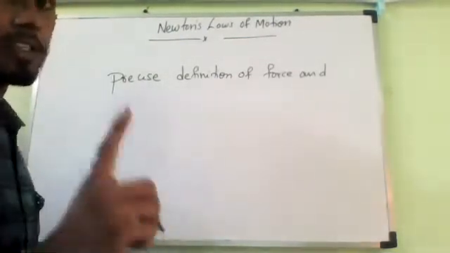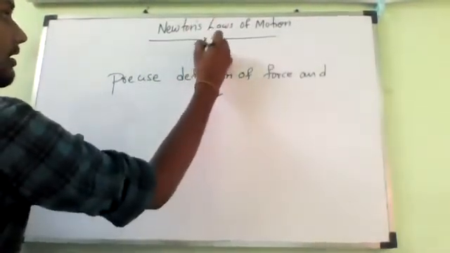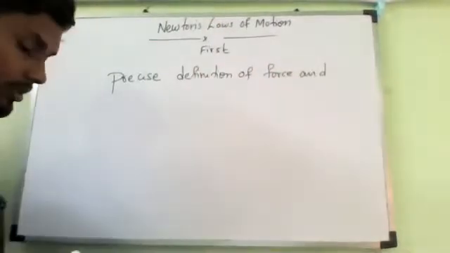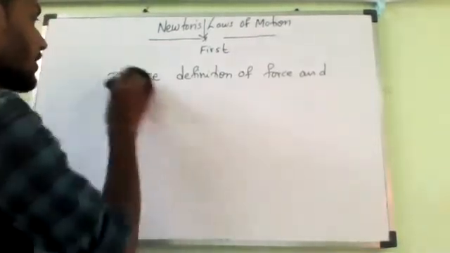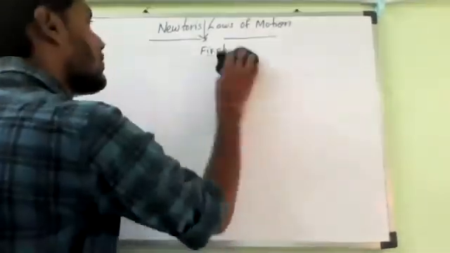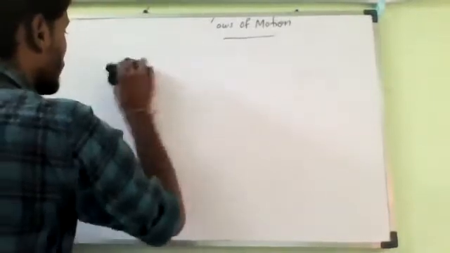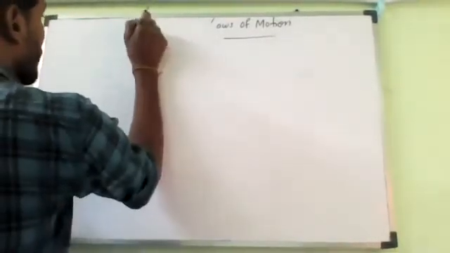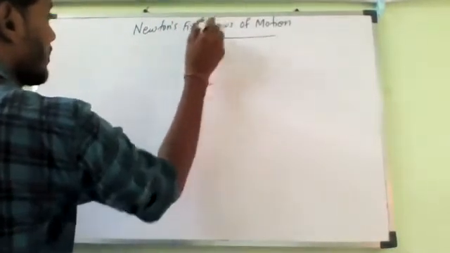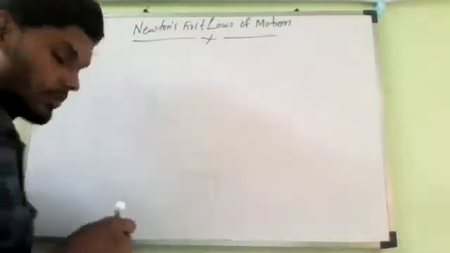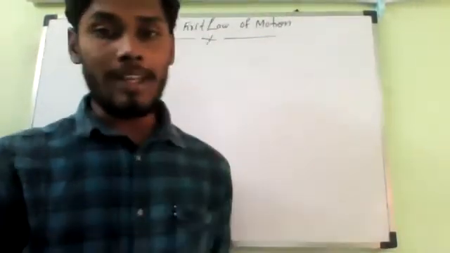Now you can keep Newton's first law of motion. Can you repeat? Newton's first law of motion. All of you should keep writing. Newton's first law of motion. Shall we start now? So now what does it suggest? Definition. A body at rest.